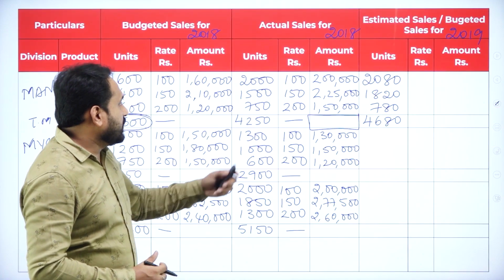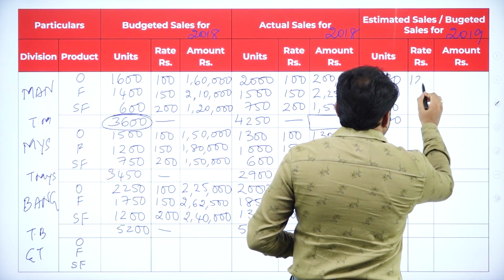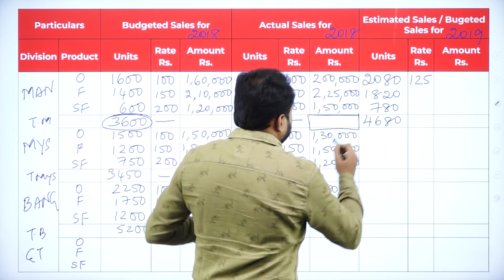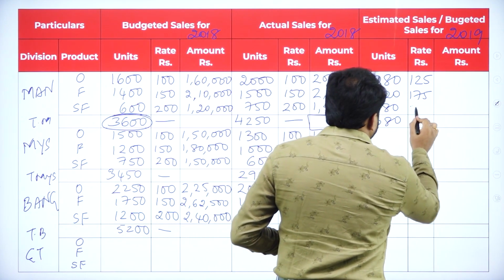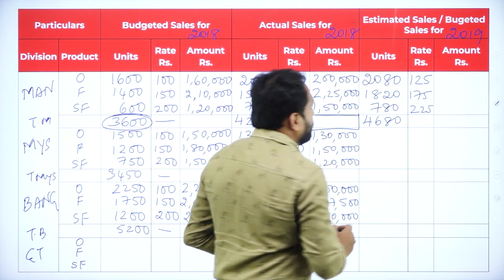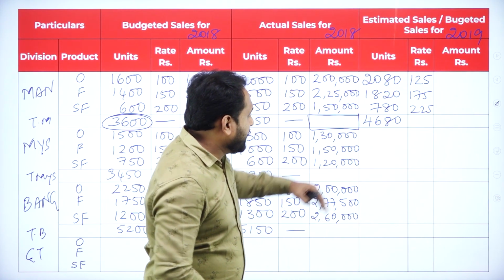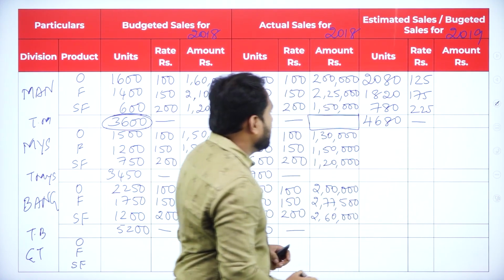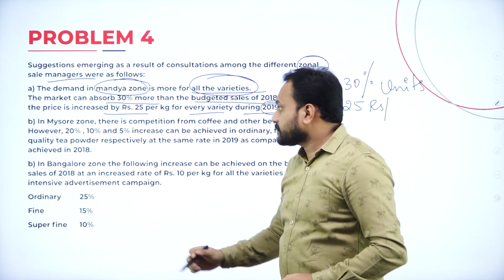So here, 100 plus 25 is 125, 150 plus 25 is 175 and 200 plus 25 is 225. Now what you should do is multiply and get the answer. Next, here is dash. Next is our Mysore. Let's check the Mysore adjustment.